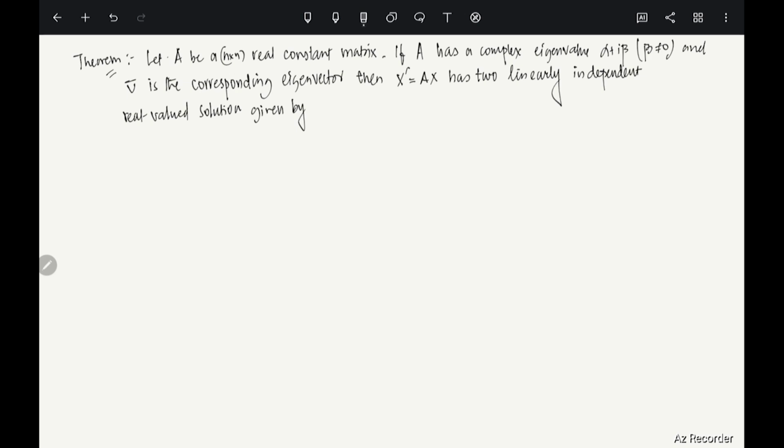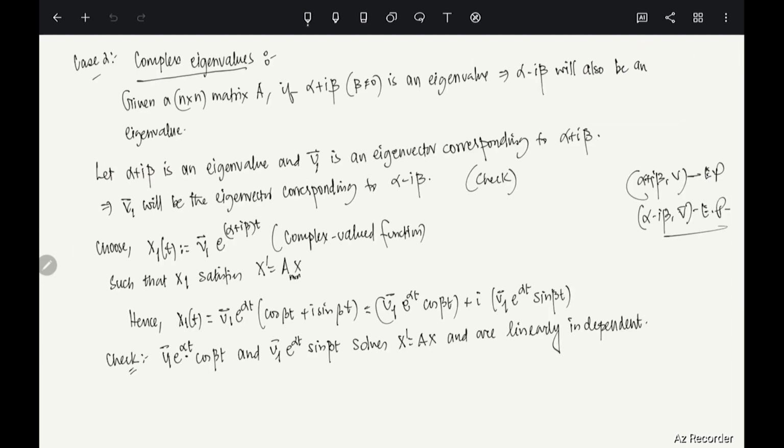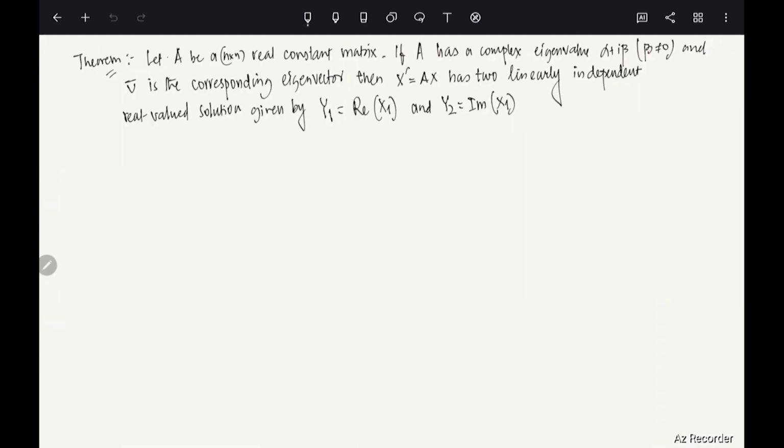The first one, let's just call it y1, which is the real part of x1. And also y2, which is nothing but the imaginary part of x1. Clear? Real part of x1 and imaginary part of x1, which is basically this and this. So they individually are two linearly independent solutions, right? So this is one of the ways in which we can work out this problem.